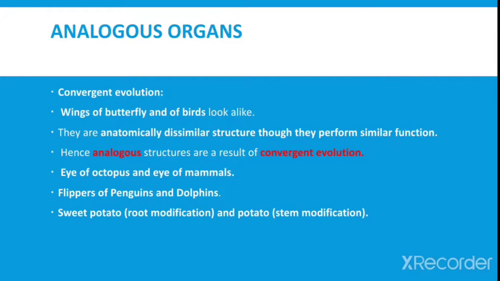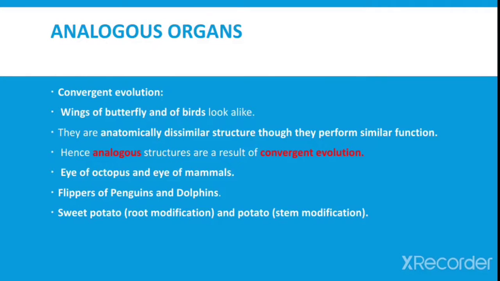Then we have the evidence from analogous organs. Analogous organs, that is wings of butterfly and birds. That is, in appearance and function they are the same. They are anatomically dissimilar, but they perform similar function. So we call such organs analogous structures, and they result in convergent evolution. That is, for a similar function, different anatomical structures are performing the same function.